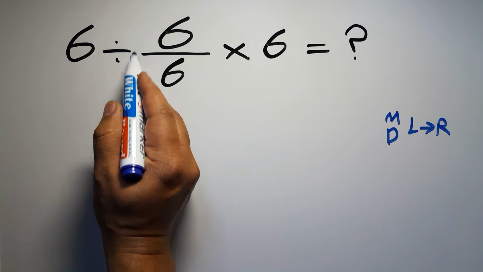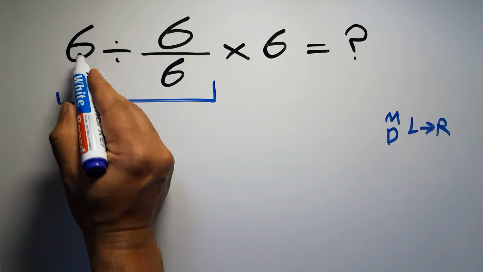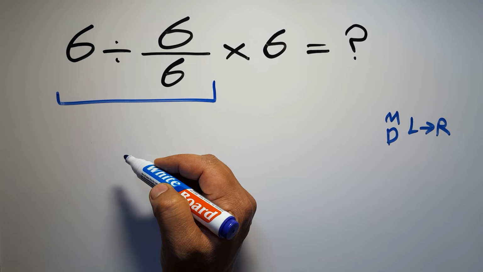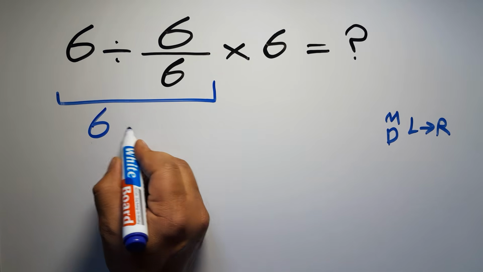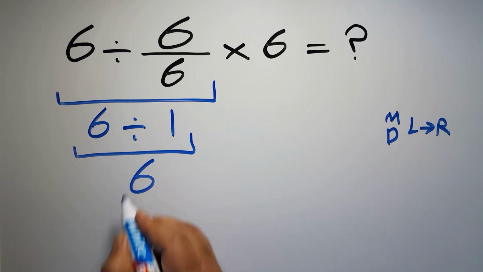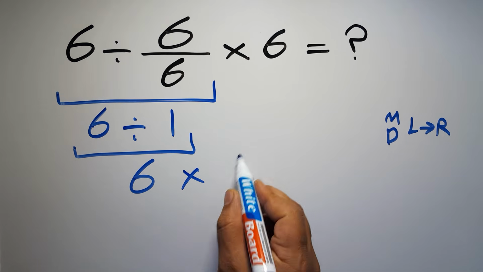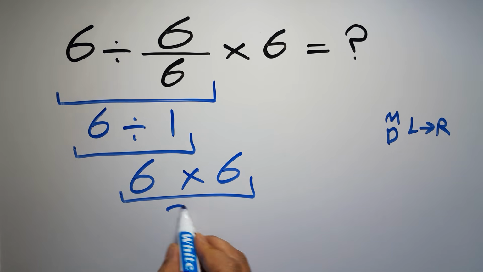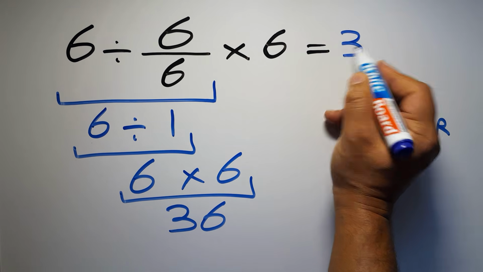So first we have to do this division. Okay, 6 divided by 6 over 6. 6 over 6 is just 1. So 6 divided by 1, which equals 6. So 6 times 6, which gives us 36. And this is our final answer to this problem. The correct answer is 36.